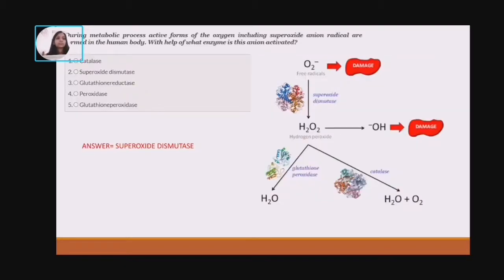Moving on. During metabolic processes, active forms of oxygen including superoxide anion radical are formed in the human body. So which enzyme is activated?